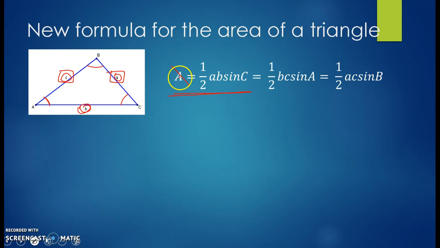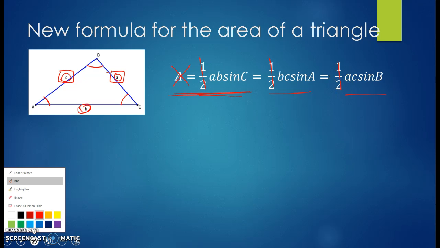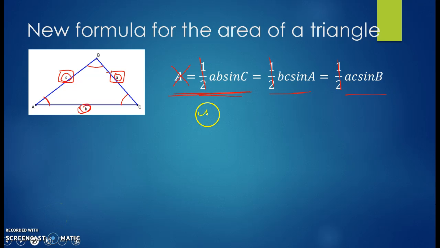Well, if I get rid of the area, I know that all of these are equal to each other. What I'm going to do is multiply all of them by 2. And so if I multiply all of them by 2, the 1/2s will cancel. I'm going to get a different colored pen here. So then I'll have AB times the sine of C. That equals BC times the sine of A. And that equals AC times the sine of B. Those all have to be equal to each other.